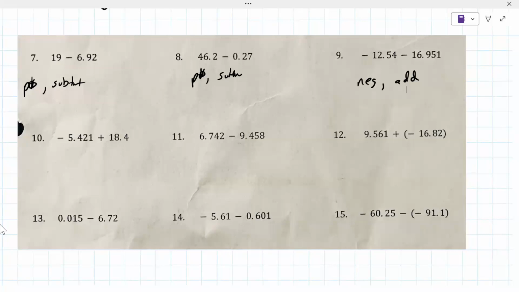Okay, so that's 12.8. Sorry, 12.08. It's 12.08. Good. And the next one is 45.93. Good.